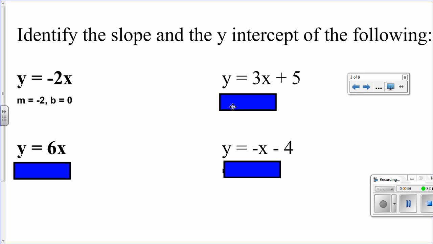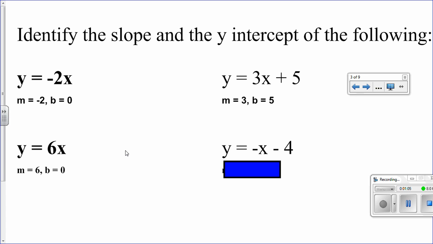For y equals 3x plus 5, our slope is 3, and our y-intercept is 5. For y equals 6x, our slope is 6, and our y-intercept is 0. And for our last one, y is equal to negative x minus 4. Our slope is negative 1, and our y-intercept is negative 4. Don't forget, slope-intercept form is y equals mx plus b. So here we're actually adding a negative. That's where the negative 4 comes from.